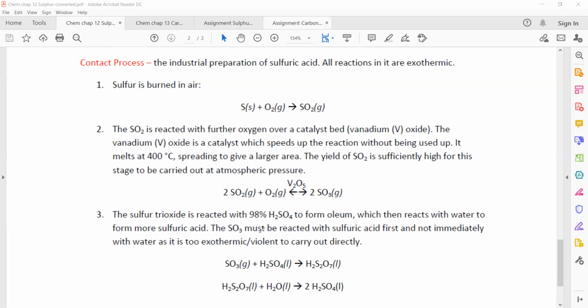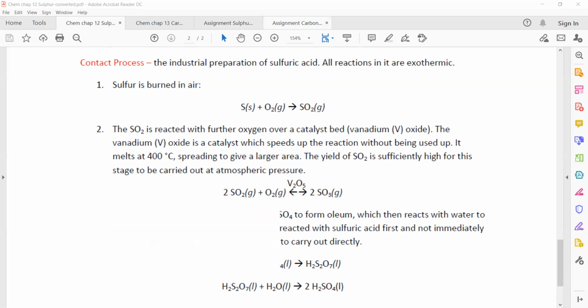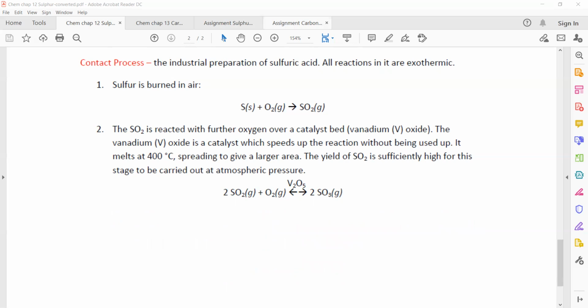Now, as you can see, we have sulfur trioxide. If we have sulfur trioxide, what we can do is simply pass this sulfur trioxide gas, which is SO3, through water, which is H2O. If we pass this sulfur trioxide through water, what does this result in? This will result in a formation of H2SO4, sulfuric acid.